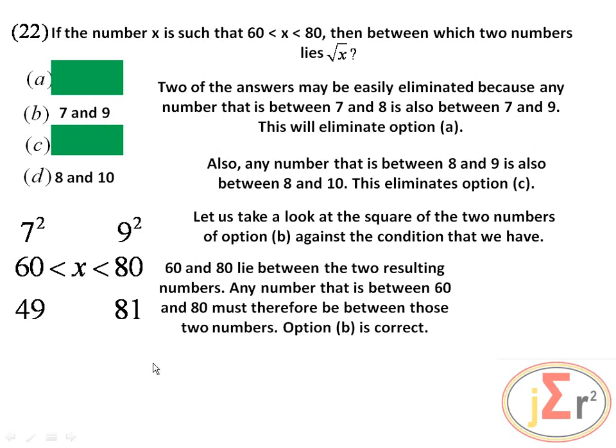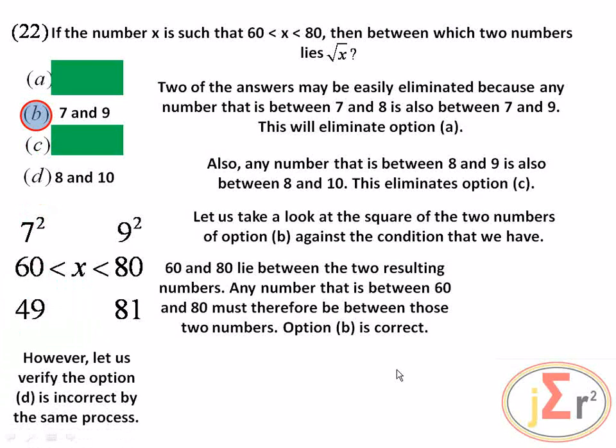The number is between 60 and 80 for sure, and for sure 60 and 80 is between 49 and 81. So option B is correct. However, let us verify that option D is incorrect by the same process, and we are measuring the square of the numbers in option D against the original condition that we have right there.